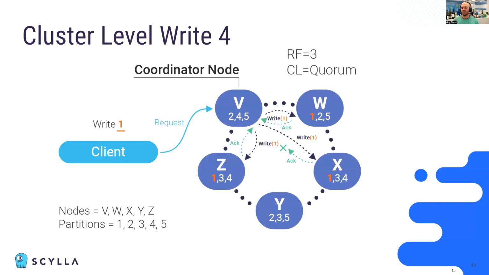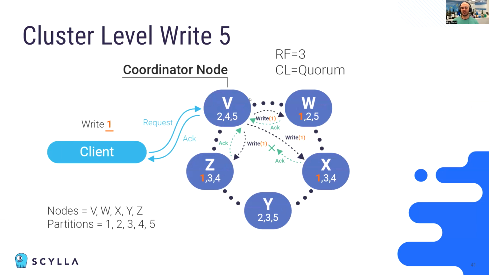Okay, so the correct answer is that in this specific example, the write would be considered successful, and the coordinator node V would return an acknowledgement back to the client. And the reason for that is because we define the consistency level to be quorum, meaning that 2 out of 3 nodes need to respond to the request.